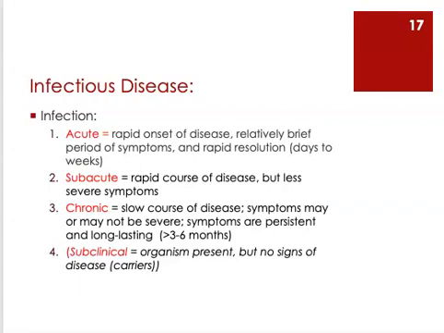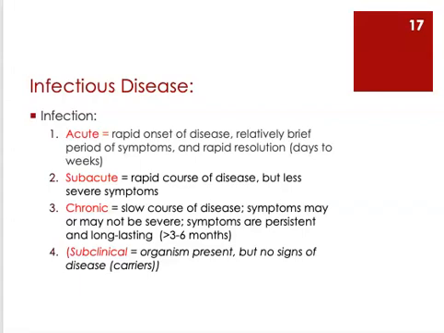So we could describe the COVID-19 disease as being an acute infection. In subacute infections, the disease is still relatively rapid in its course, but the symptomology is less severe. So the person still has signs of the disease, but those signs and symptoms are just less severe than they would be in an acute infection.